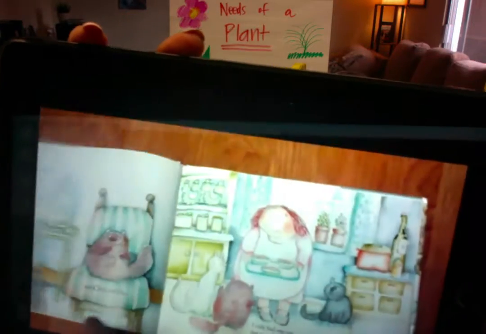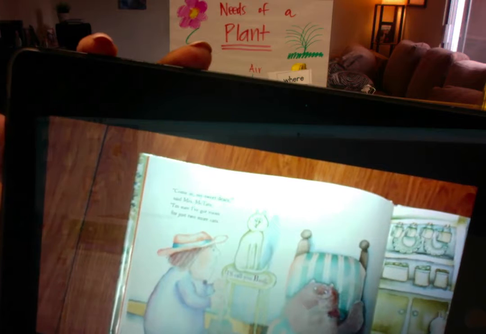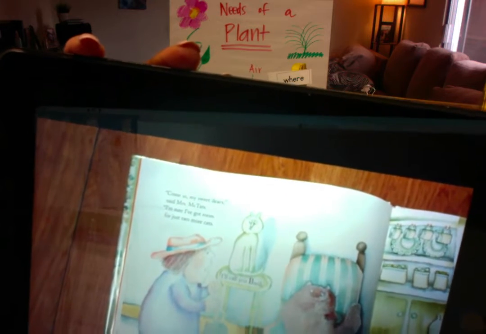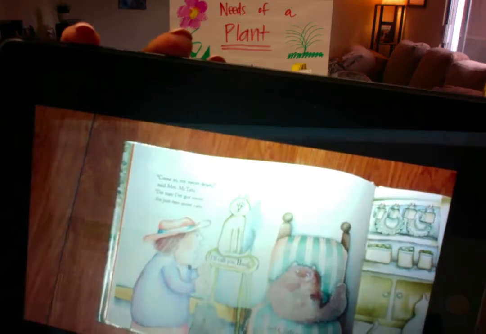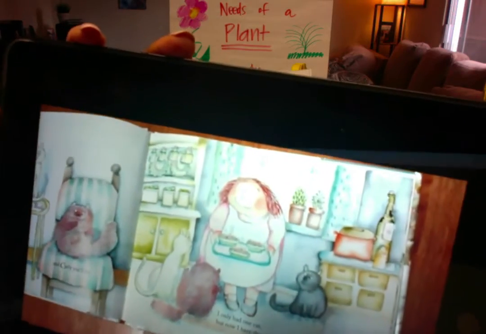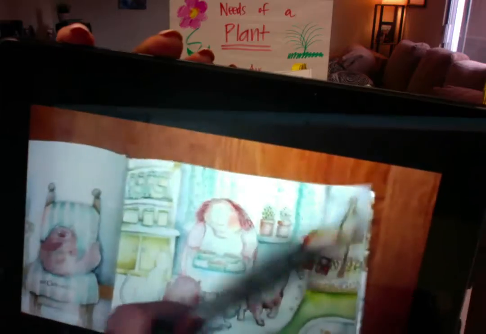Come in, my sweet dears, said Mrs. McTats. I'm sure I've got room for just 2 more cats. I'll call you Basil and Curly you'll be. I had only 1 cat, but now I have 3. We were right.